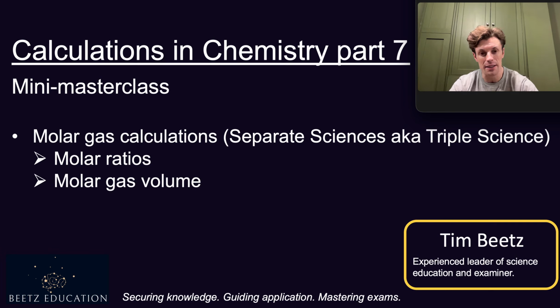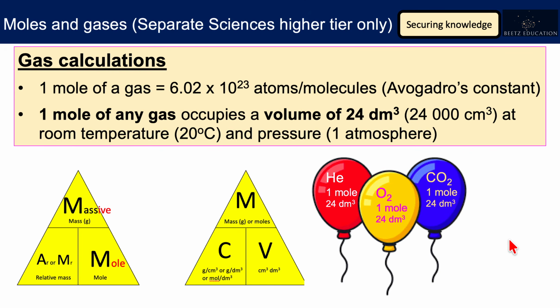Let's get cracking. Okay then, securing the knowledge of gas calculations. To begin with, just a quick recap of moles. Remember, a mole is a word that represents a number. In this case, it's 6.02 times 10 to the power of 23 atoms, molecules, ions, whatever the substance may be. And this is called Avogadro's constant. If we were to need to use that as part of an exam question, we'd be given that in the exam.